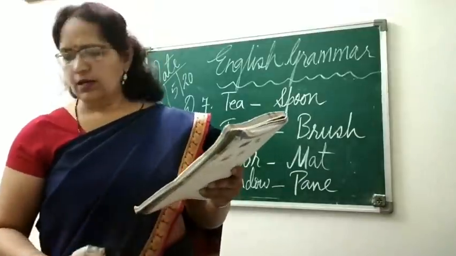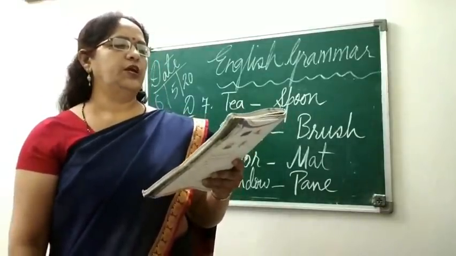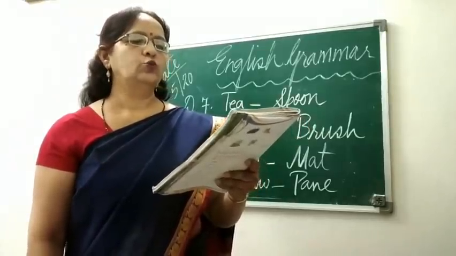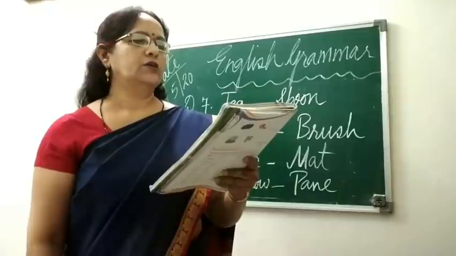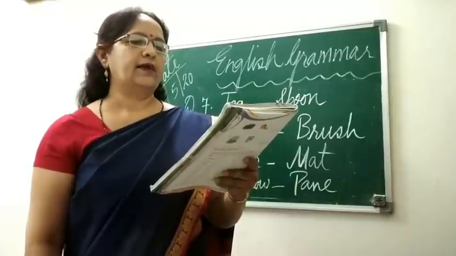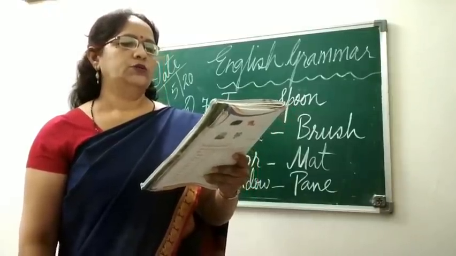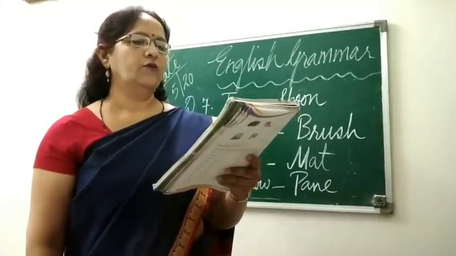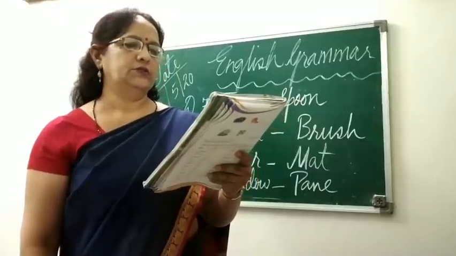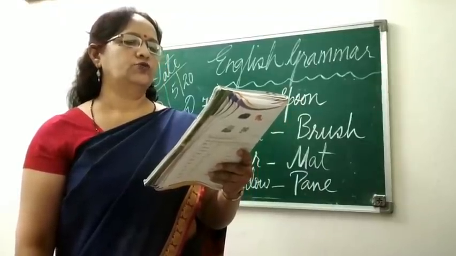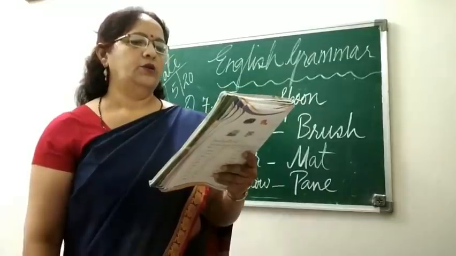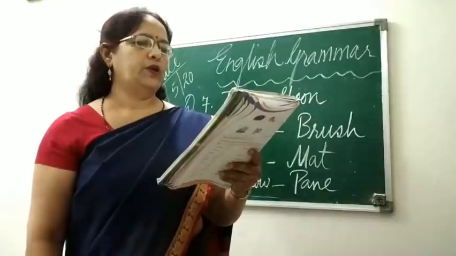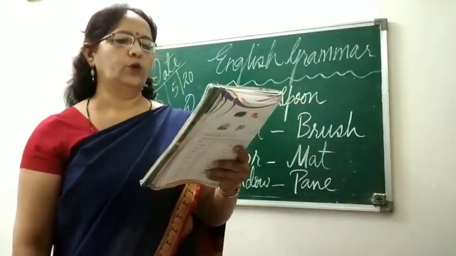Now here in exercise E, word chain is given. Read the series of words below. The last two letters of the first word are the first two of the next, like orange. Which are the last two letters? GE. And in the second one, GE are the first two letters. Then ingenious, last two letters are US. And used, US are the first two letters. Now make your own word chain starting with the word grammar.